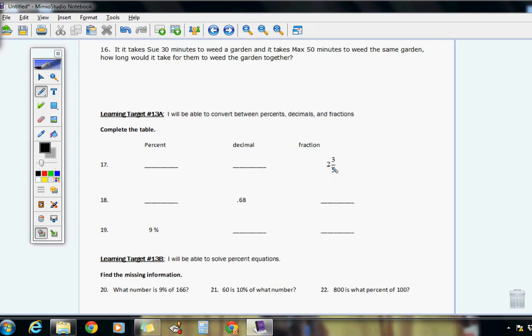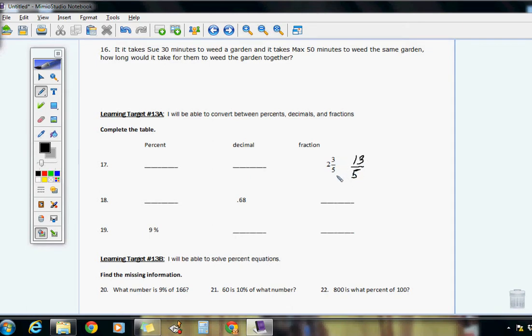We have a fraction here of 2 3/5. What I want to do is multiply the 5 by the 2 to get 10, then add the 3. So remember, I want to convert it back to 13/5. 5 times 2 is 10, plus 3 is 13/5.